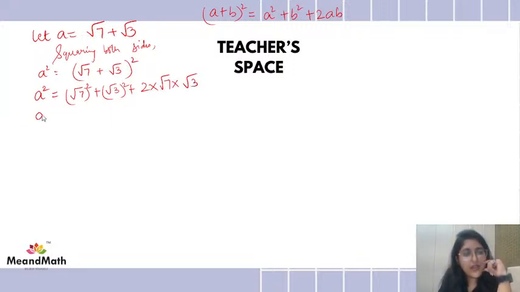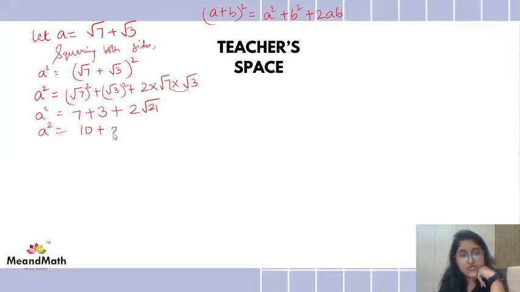Alright. So A square is equal to this will become 7. This will become 3, because square root and square cancel each other, and this 2 times this, what will we get? 2 times root 21. 7 threes are 21. So this is what we got as A square. It means we can write it as 7 plus 3, 10, plus 2 root 21. Alright, I got this as the first one.